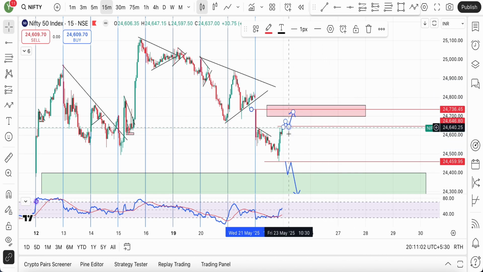I will not be in, for example, if market opens with a gap down. I will not be interested to trade in this particular zone because bulls have shown their strength around here. Markets opening around here will invite some volatility in which I do not want to get trapped.